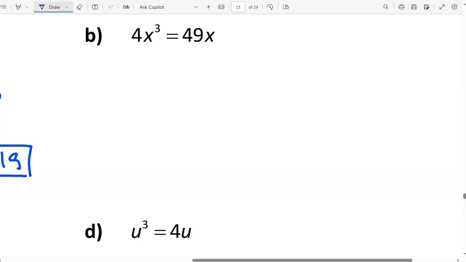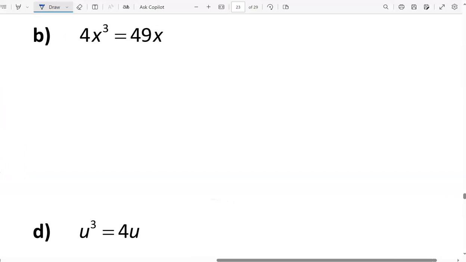In B, we have an equation where we have variables on both sides. It might be tempting to divide both sides of this equation by x, but in doing so, we'll lose a solution, so we want to avoid that. If we divide by x, we would just get 4x squared is equal to 49. That's going to give us two solutions, and this is a third degree equation, so we're expecting 3.